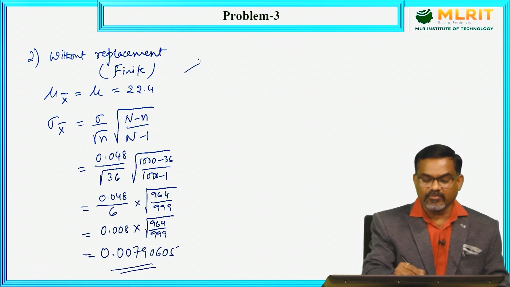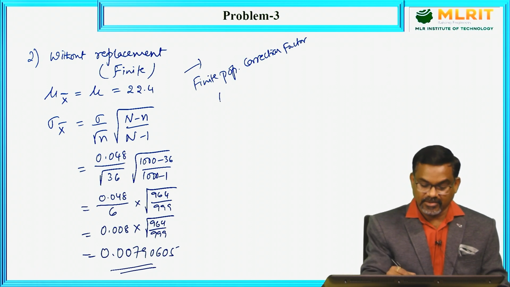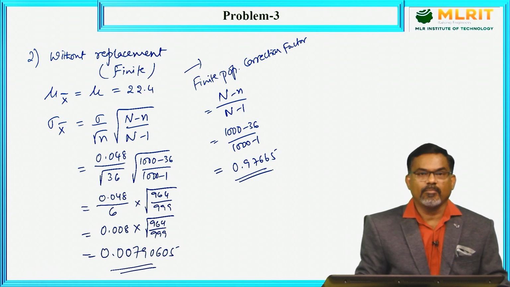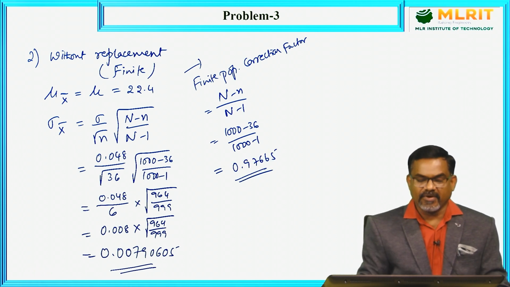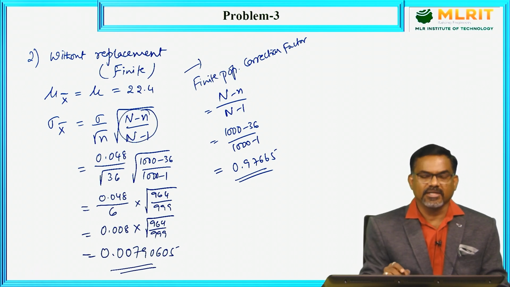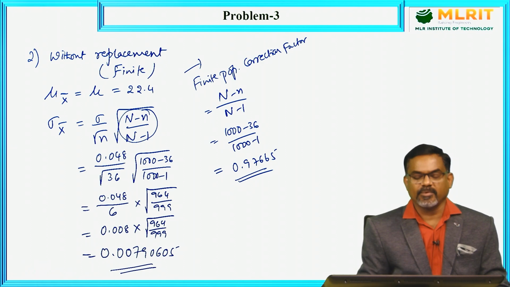And it is also required to find the finite population correction factor. What is this finite population correction factor? Capital N minus small n by capital N minus 1, which is 1000 minus 36 by 1000 minus 1, which results as 0.97665. So the finite population correction factor is the term under this square root, and this comes under the finite case. So capital N minus small n by capital N minus 1 is 0.97665. So this is the finite population correction factor.